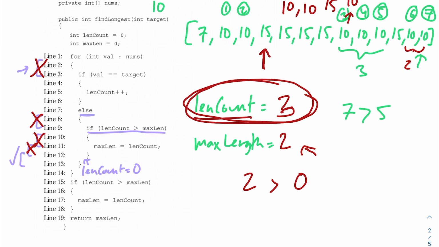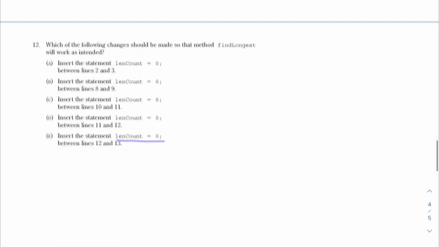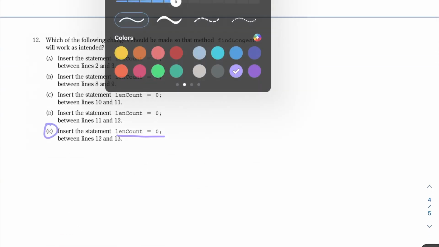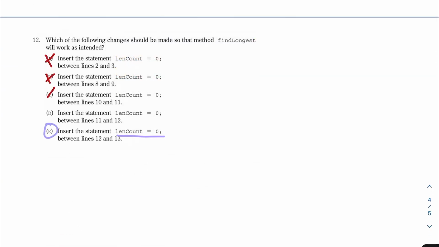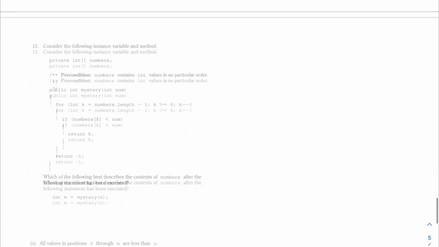It's at the end of the else statement, if we haven't found that target, at the end of all of our max len logic, we should be setting our len count equal to 0. So the correct answer for problem 12 is E, and all of these other ones are incorrect. All right, moving on to the next problem.